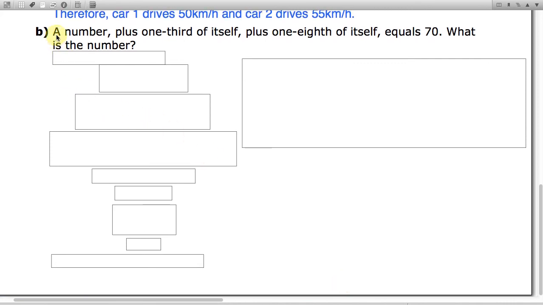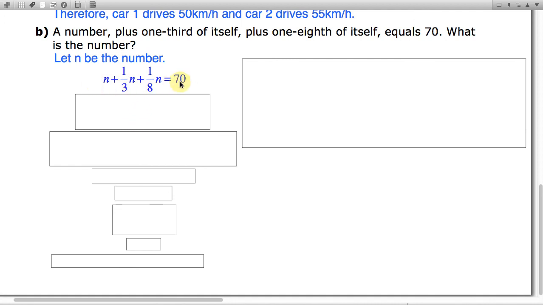And last word problem we're looking at here, we've got a number plus 1/3 of itself plus 1/8 of itself is equal to 70. We want to know what is the number. So first of all, we're going to let n represent that number. We know that the number plus 1/3 of the number plus 1/8 of the number is equal to 70. So this is translating that sentence into algebra.